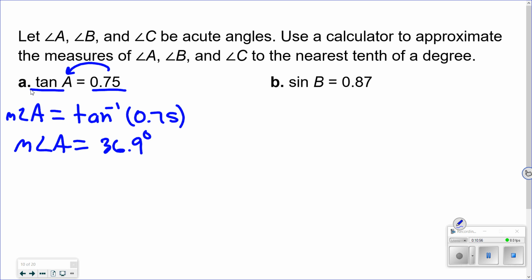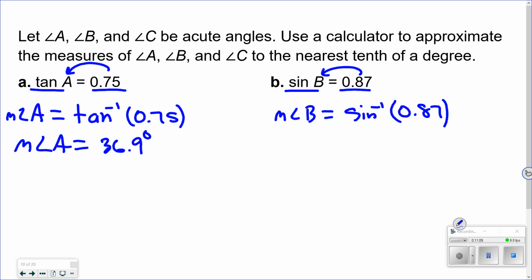Okay, let's do that next one. If the sine of B equals 0.87, I want to work backwards. I want to find out what the angle is. So when I work backwards, I do the inverse. So the measure of angle B equals the inverse sine of 0.87. Once you do that, that's just a matter of plugging it in your calculator. So again, I go inverse sine. I put in 0.87, plug in my calculator, and we get 60.5. So the measure of angle B equals 60.5 degrees. So again, this is just a way to work backwards and find the angles.